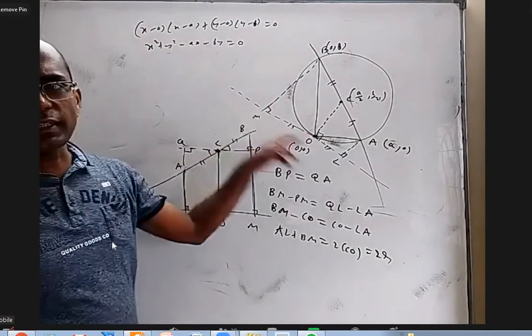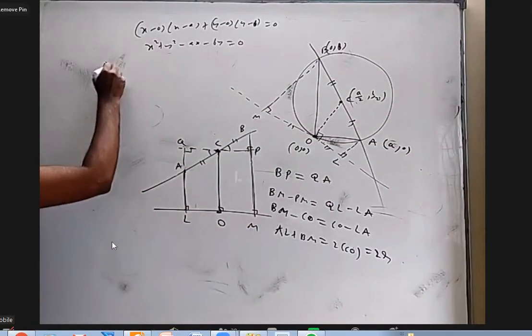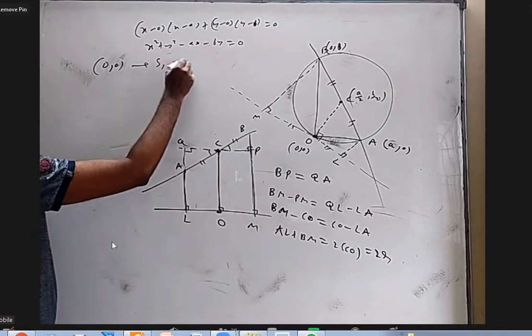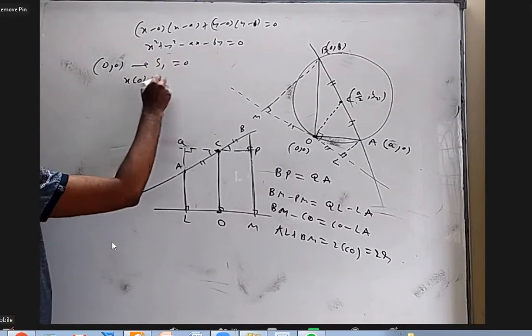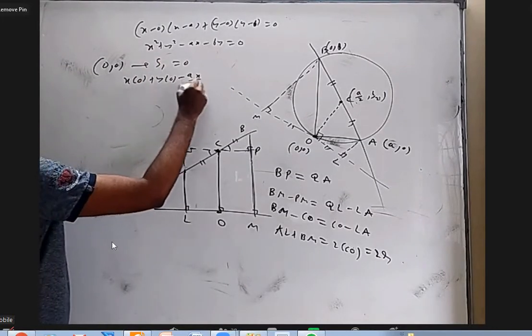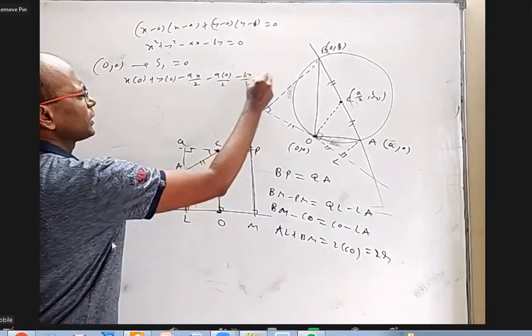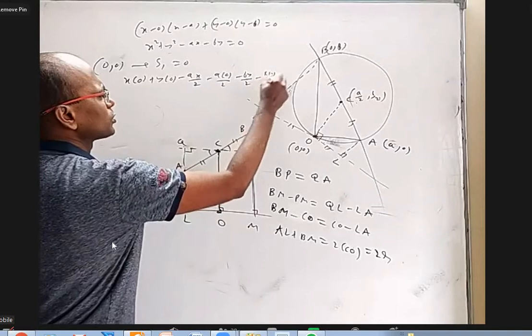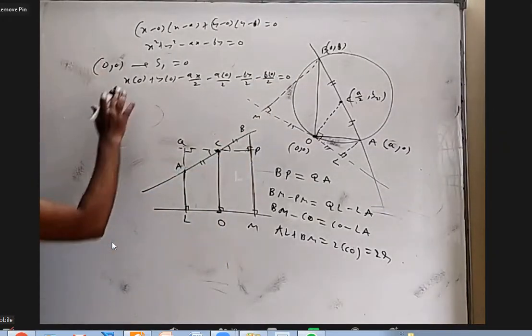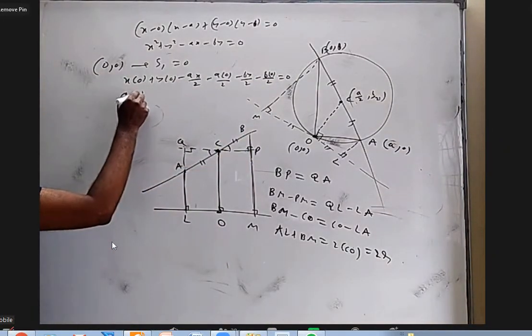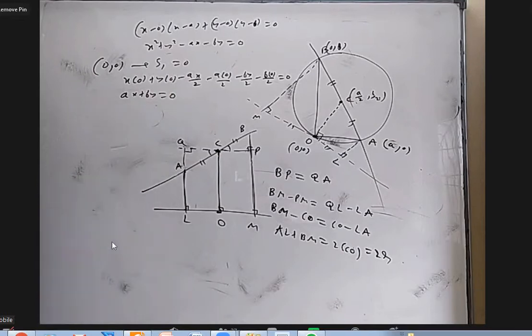Now I define the tangent at the origin. So when I take the origin and do S1 equal to 0, I'll get x into 0, y into 0, minus a x by 2, minus a into 0 by 2, minus b y by 2, minus b into 0 by 2. All of these are 0. I'll get ax plus by equal to 0.